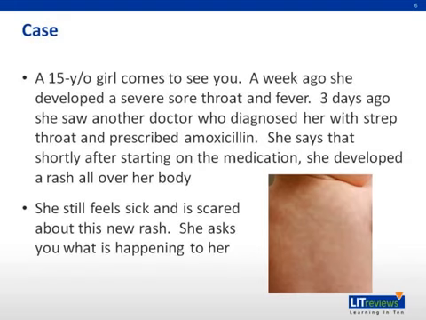To begin with the first case, a 15-year-old girl comes to see you. A week ago, she developed a sore throat and a fever, and 3 days ago she saw another physician who diagnosed her with strep throat and prescribed her amoxicillin. She says shortly after starting on that medication, she developed a rash all over her body, depicted here. She still feels sick, she's scared about the new rash, and she asks you what's happening to her.